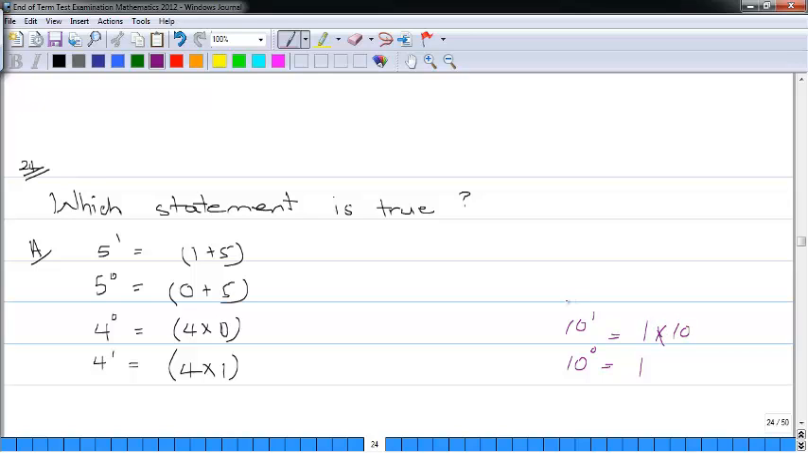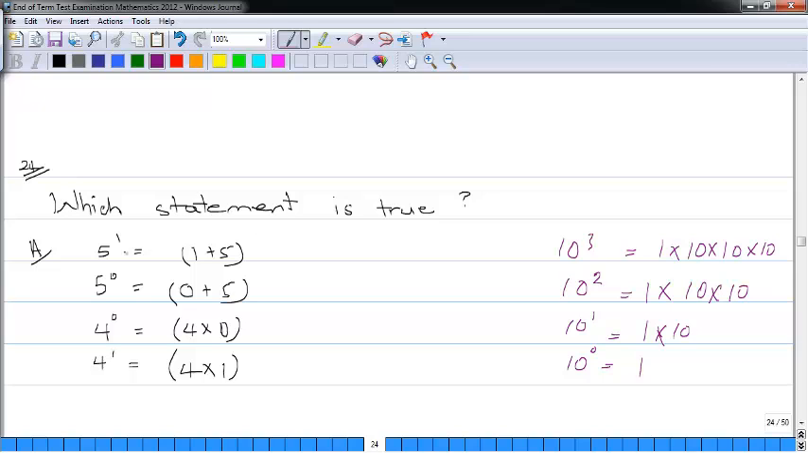Okay, 10 to the second is equal to 1 times what? 10 times 10. 10 to the third is equal to what? 1 times 10 times 10 times 10, which is 1000.